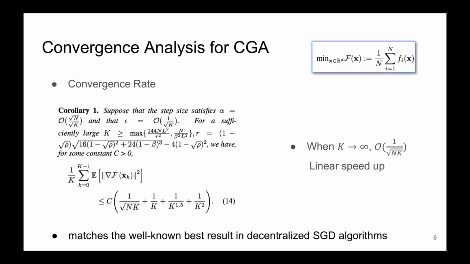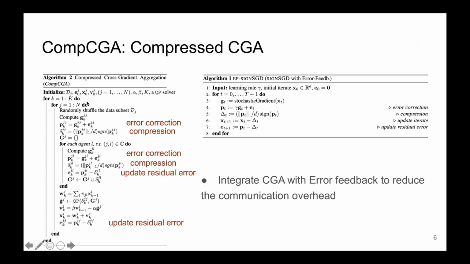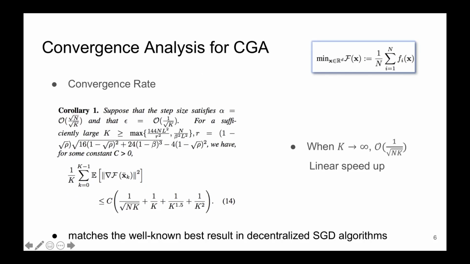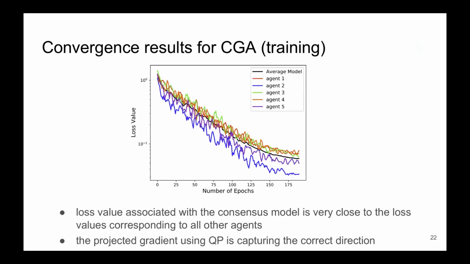What is the K here? K is the total number of iterations. Oh, okay. Iterations. Not sure, but still that's a bound, right? Yeah, this is a bound. The numbers of agents they choose are 5, 10, and 40, so probably you may not be able to show the advantage of that. Okay. Let's show it.